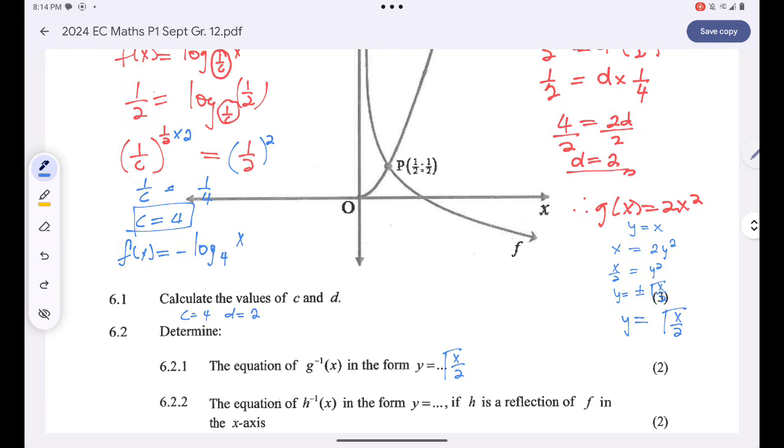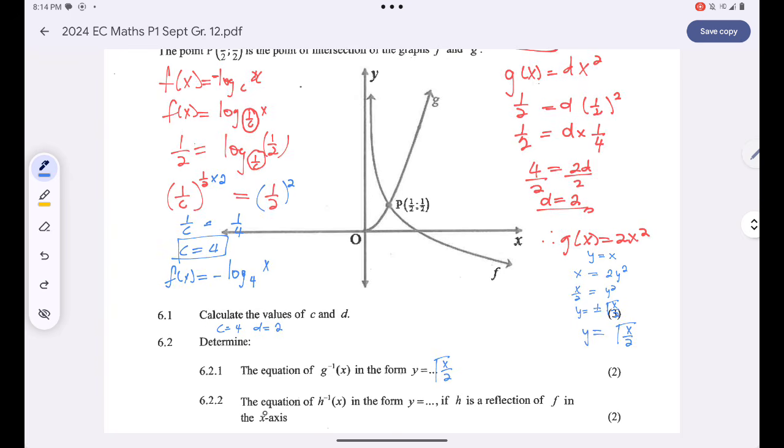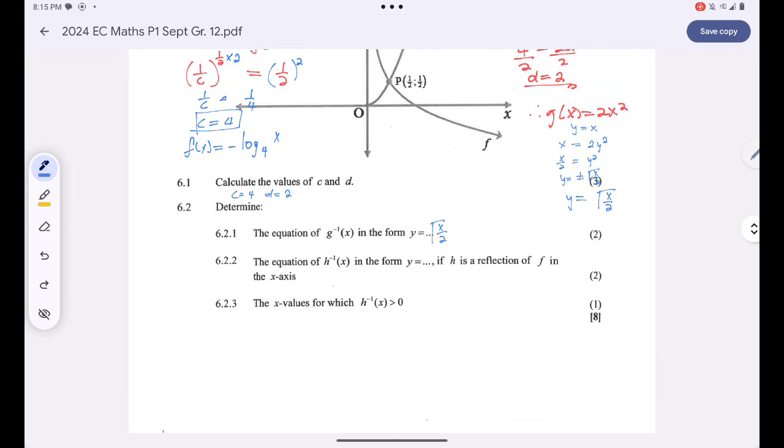Okay, and then now they want us to find the equation of the inverse of h in the form of y, if h is the reflection of f in the x-axis. Firstly, they are reflecting f of x on the x-axis for us to find h of x. So h of x, guys, will simply be equal to negative f of x, because whenever you reflect your graph on the x-axis, you are basically changing the sign of y.